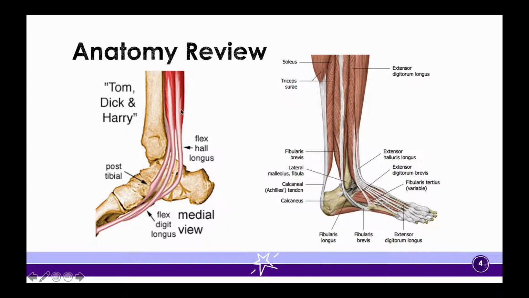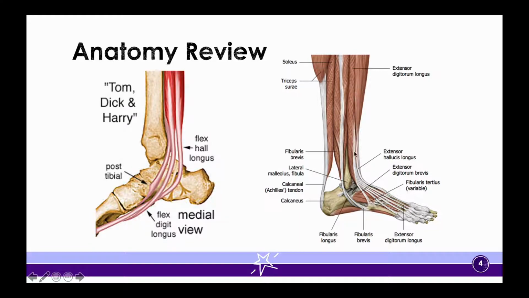And then we also have our flexor hallucis longus that comes all the way down just to our first toe, because hallucis is our big toe. So it goes in the order, starting at our medial malleolus that we have right here, and working our way more posterior. A way for us to remember that is Tom, Dick, and Harry. So Tom is for the tibialis posterior, Dick is for the flexor digitorum longus, and Harry is for the flexor hallucis longus. So that's ways to be able to remember our anatomy.